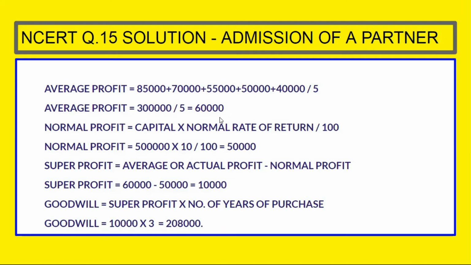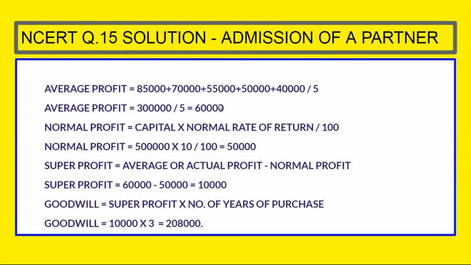And the normal profit we have to calculate from the capital employed. The formula is capital employed into normal rate of return divided by 100. So normal profit here in this question, the capital employed is 5 lakh. The normal rate of return is 10%. So 5 lakh into 10 divided by 100. The normal profit is 50,000.